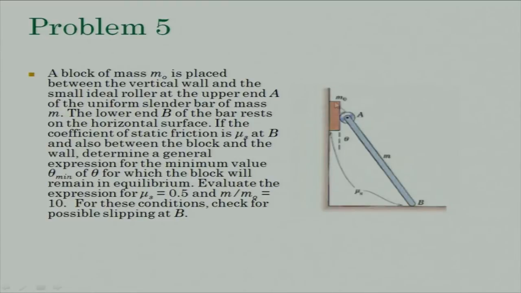Now this AB bar has a roller which is pinned at its end A, and it is leaning against a mass m naught, which is in contact with the vertical wall. What we are asked in this problem, with this mass given, is: what should be the range of theta, this angle theta, such that this entire assembly is in equilibrium?